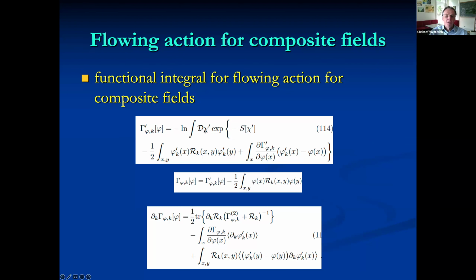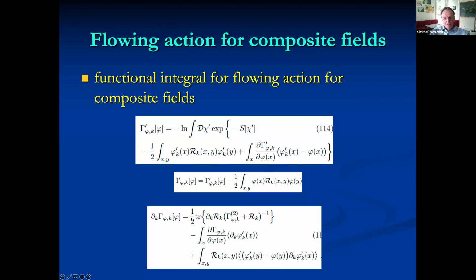Whereas the functional integral is still done by the original fundamental field. So we did not change the classical action. We have the original field, but we now have a cutoff that involves the composite fields, and the source term that you have for composite fields. Now from here, it's again easy to derive an exact flow equation.